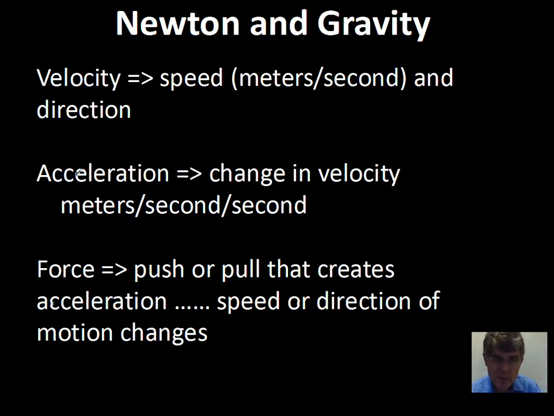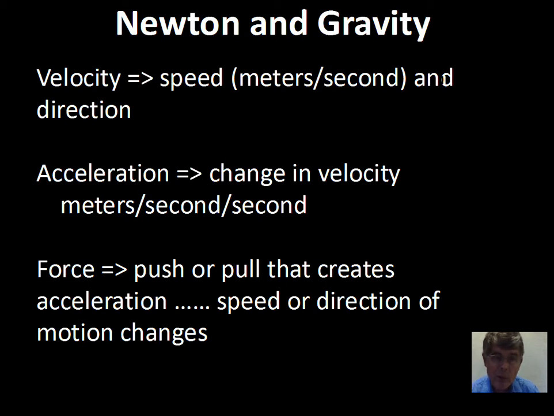So first, some terminology. When we talk about an object's velocity, we need to know the object's speed, and in the metric system, meters per second. A basketball player is about 2 meters tall. So a meter is about 3 feet. But the speed in meters per second, and velocity also has direction. That is important. Velocity is speed and direction.